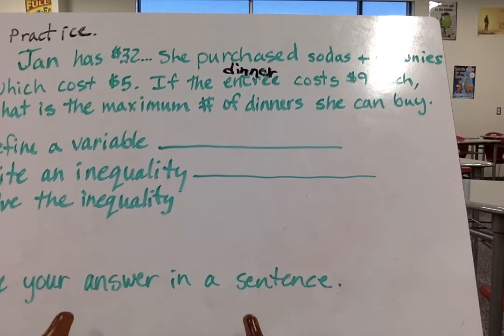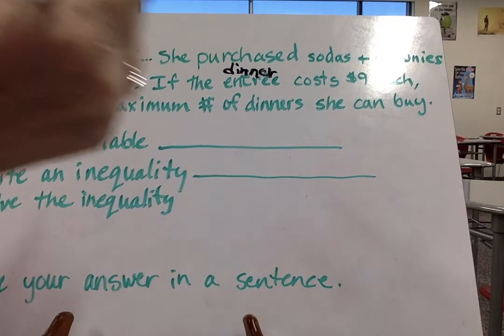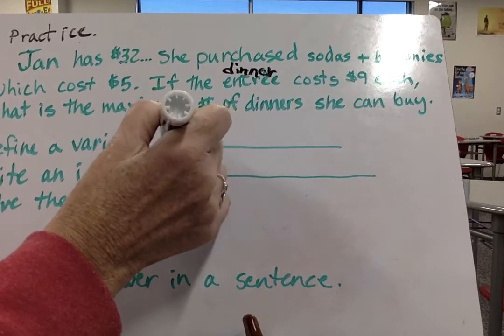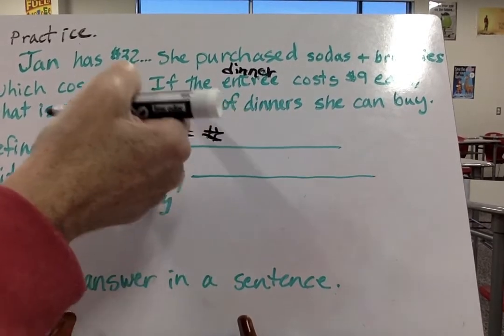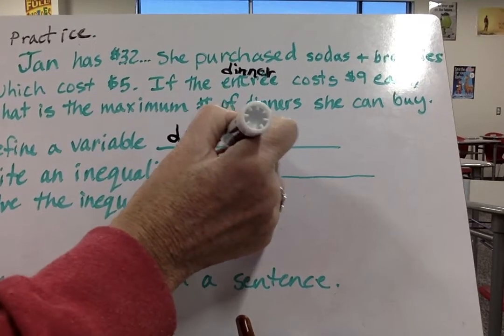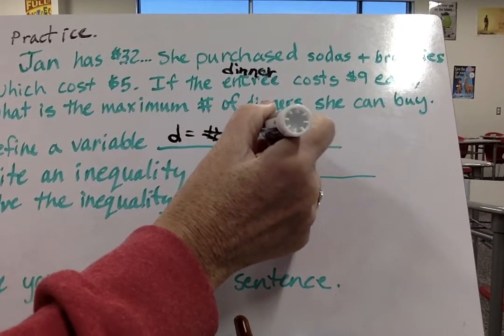When you're defining a variable, that means we're going to put a letter down, and that's going to equal what we're trying to solve. So we're going to put D equals the number of dinners she can buy.